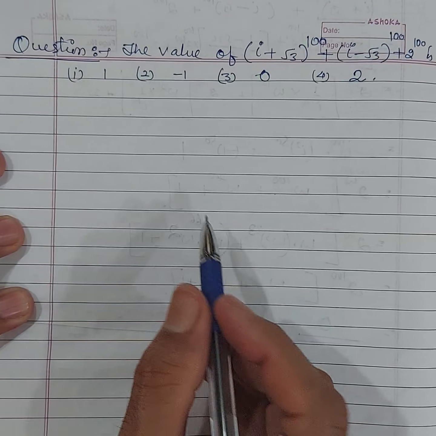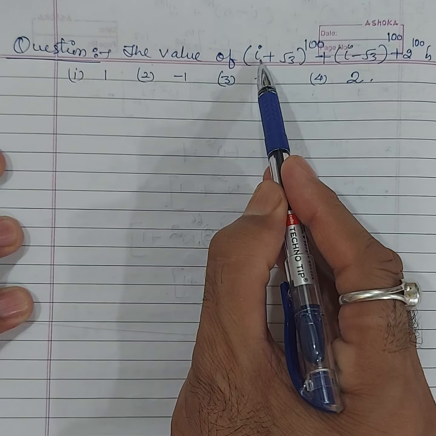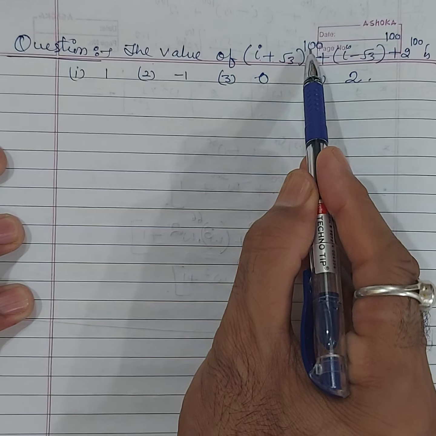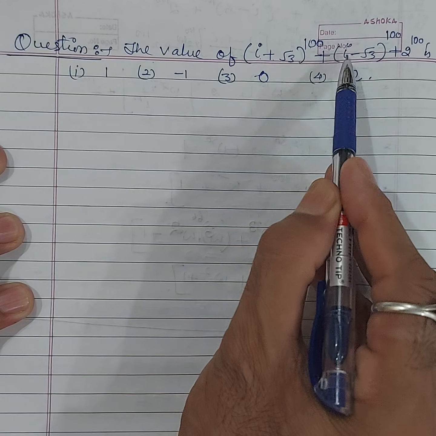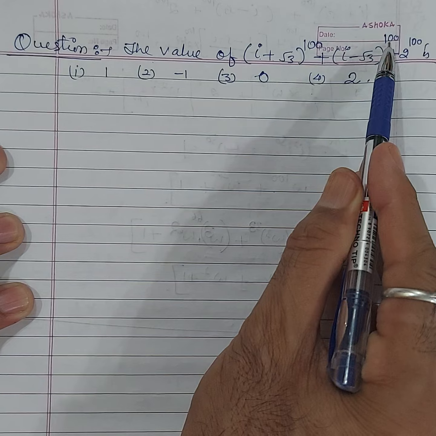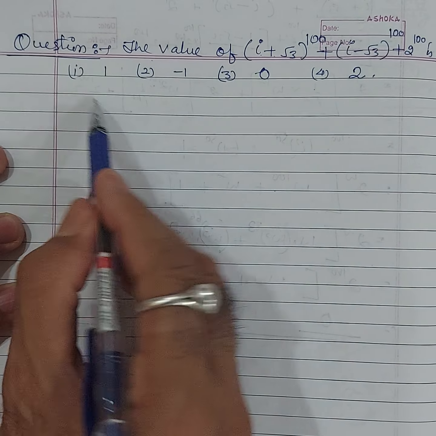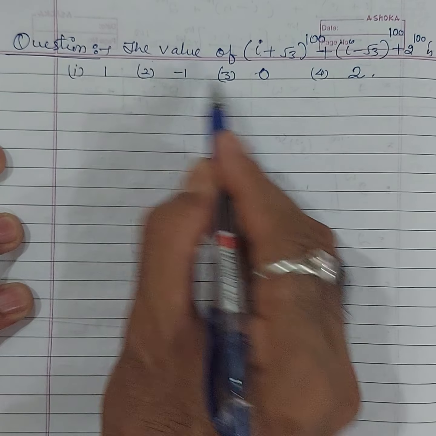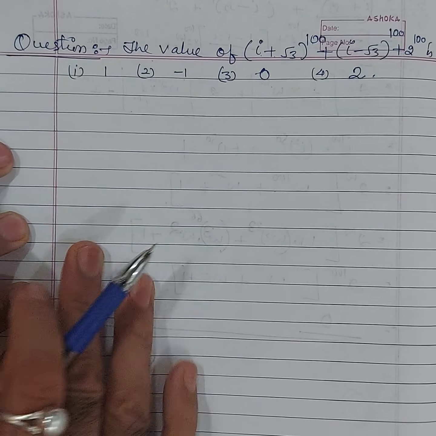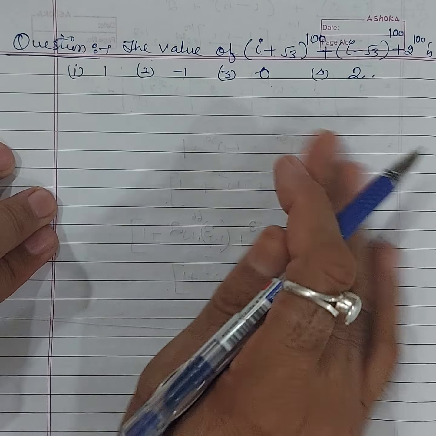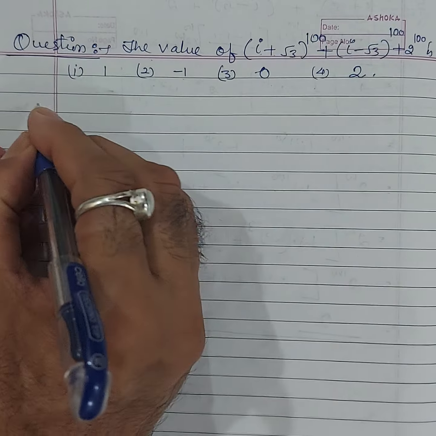Question: the value of (i + √3)^100 + (i − √3)^100 + 2^100 is: 1, −1, 0 or 2. Out of the 4 options, 1 is correct. So we will see the solution here.